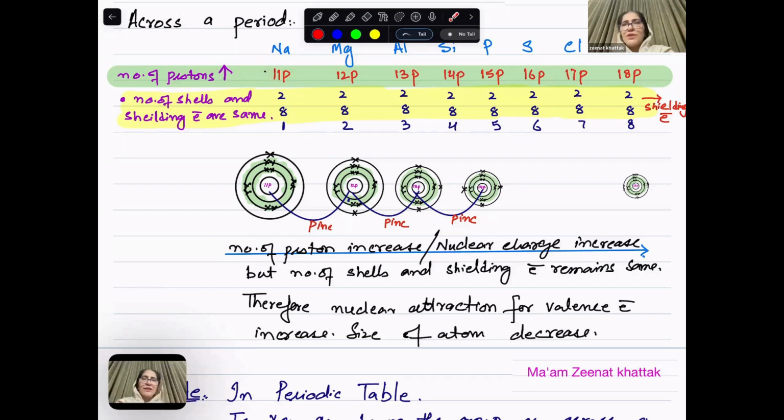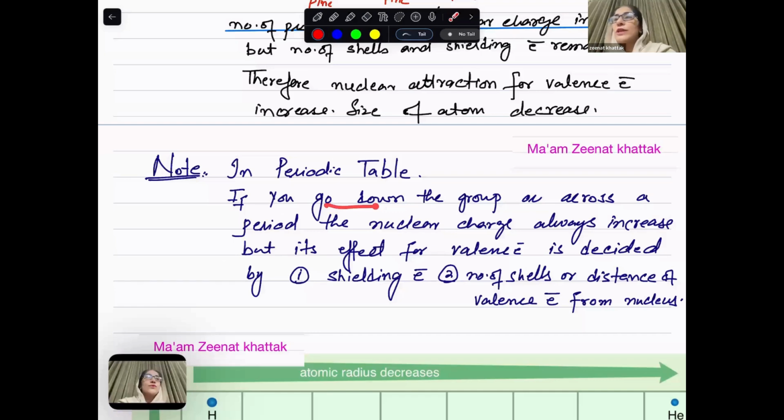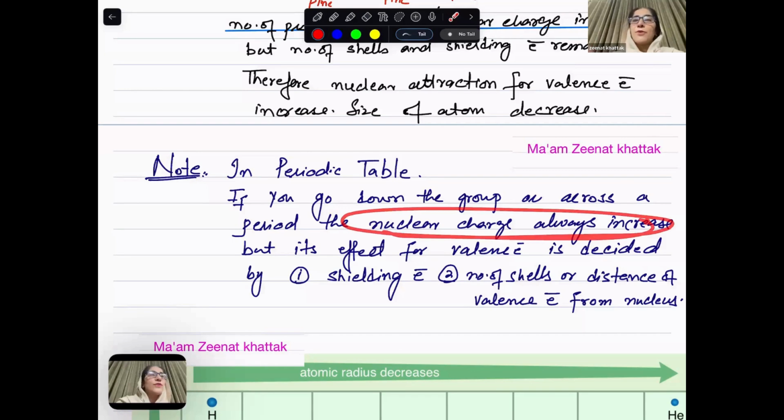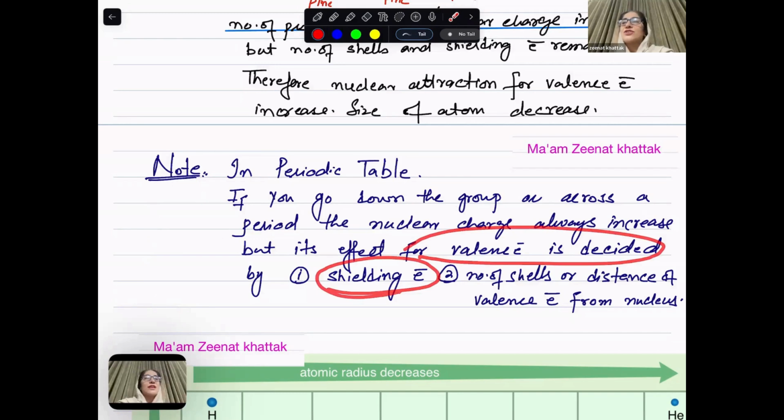Do you get it? Number of protons increase, nuclear charge increase, shell and shielding remain the same. Nuclear charge is the charge on the nucleus, which is the number of protons. The nuclear attraction for the valence increases, the size of the atom is getting small. In the periodic table, if you go down the group or across a period, the nuclear charge will always increase. Proton increase, but its effect for the valence is decided by the shielding electrons, the number of shells, or the distance of the valence electron from the nucleus.